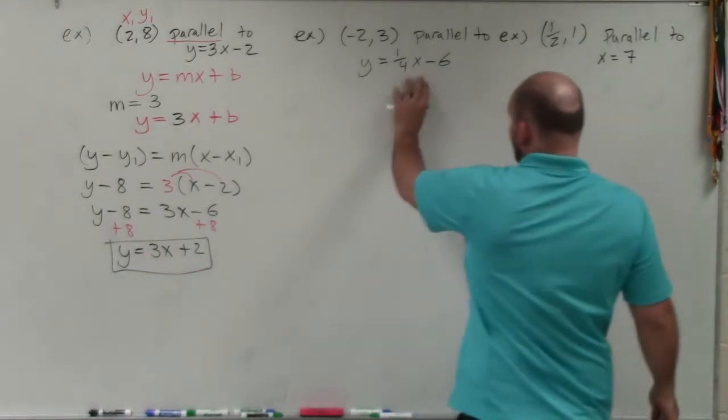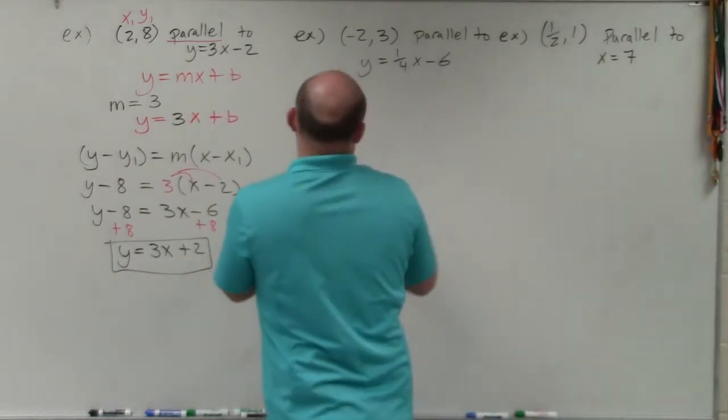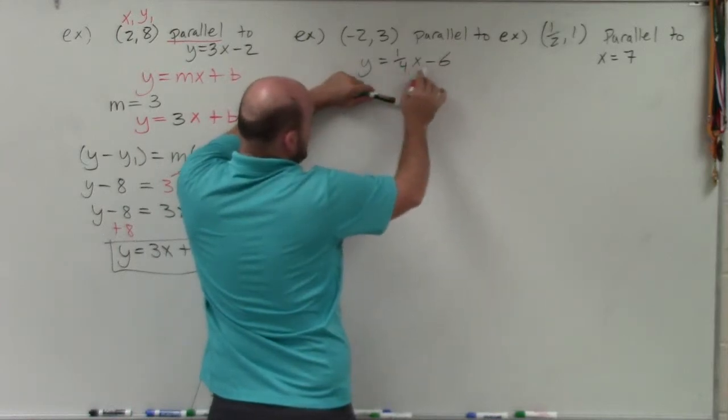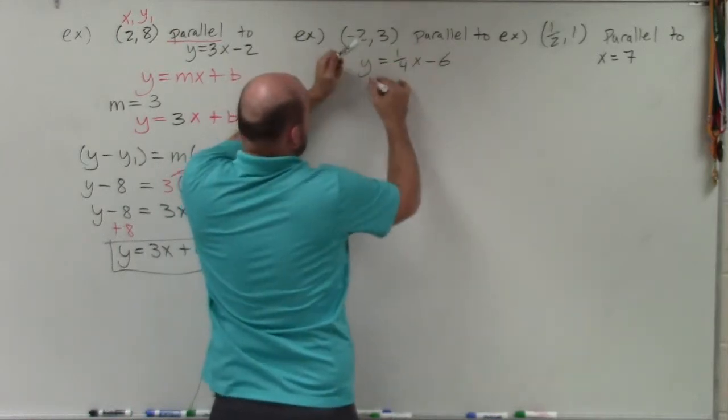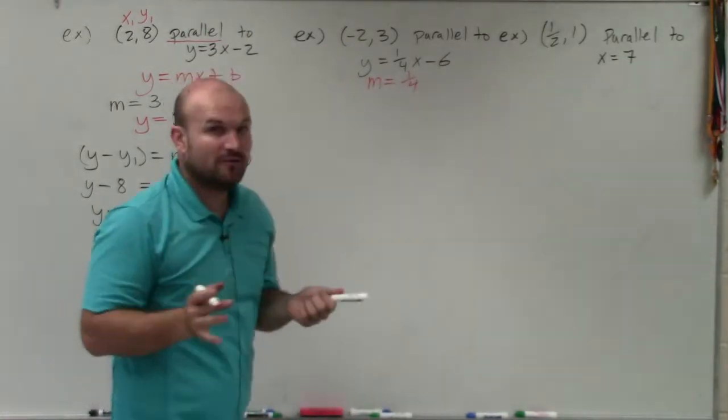So in this case, again, we have a parallel line. So I have my new equation. Since my line has to be parallel to y equals 1/4 x minus 6, the slope has to be exactly the same. So I know my slope for my new equation is going to be 1/4.